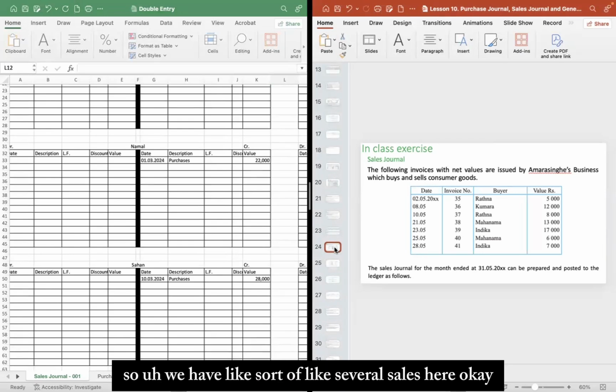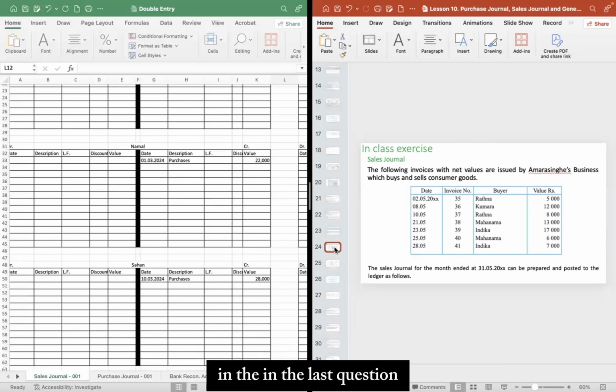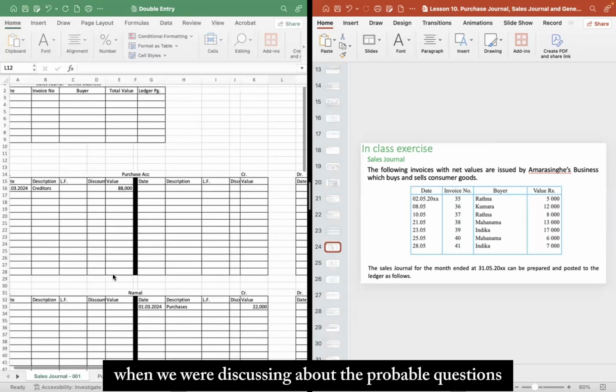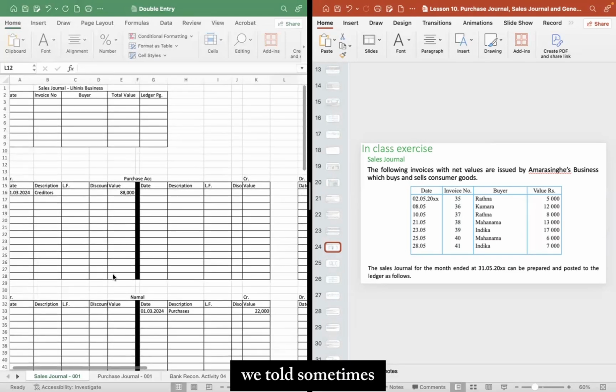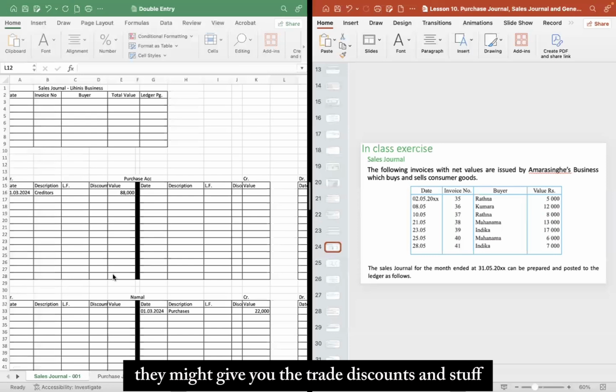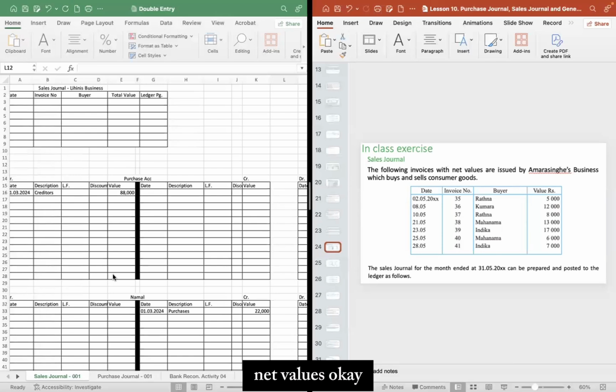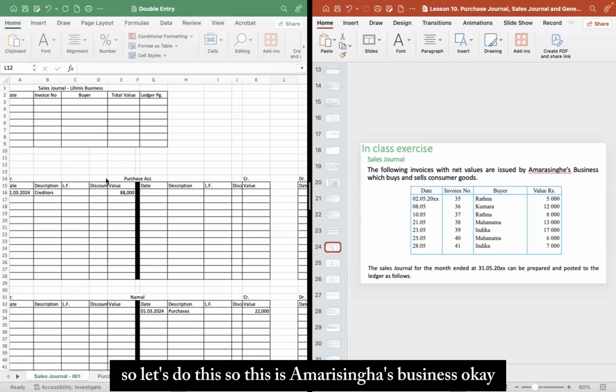Okay. So we have several sales here. The good thing is they have given you the net value. In the last question, when we were discussing the probable questions, we told you sometimes they might give you the trade discounts and stuff and complicate the context a little bit, but here they have given you the straightforward vanilla net values. Okay, so let's do this. So this is Amar Singha's business.